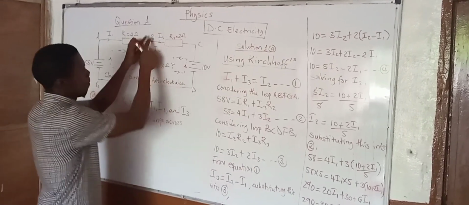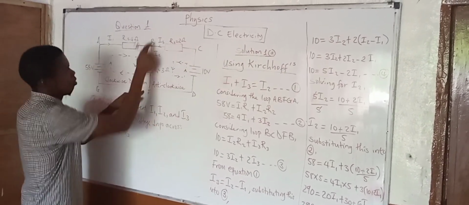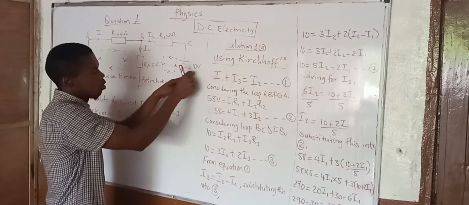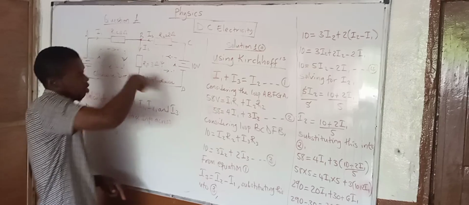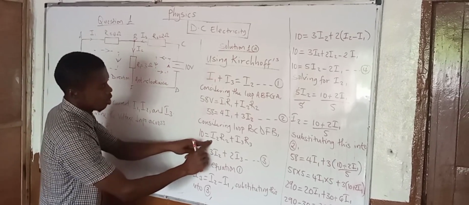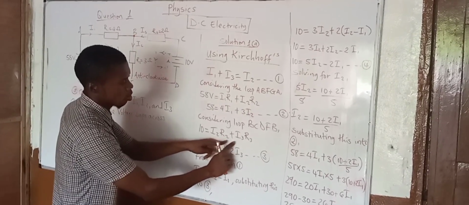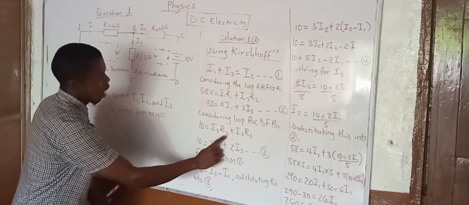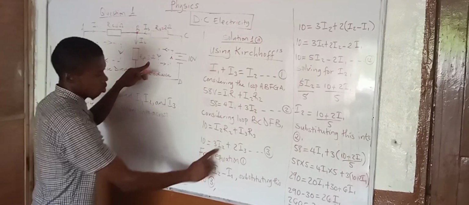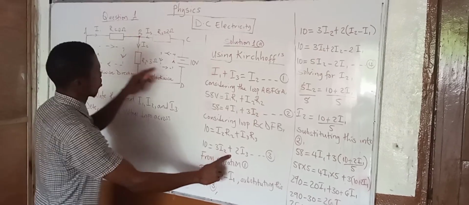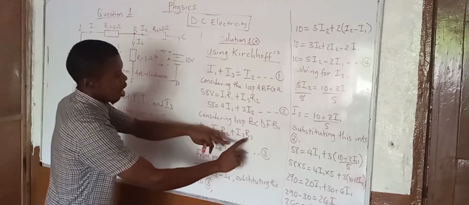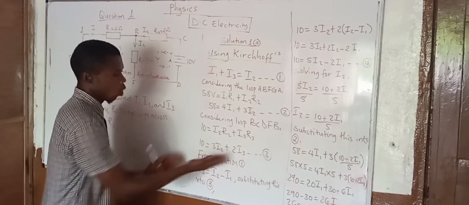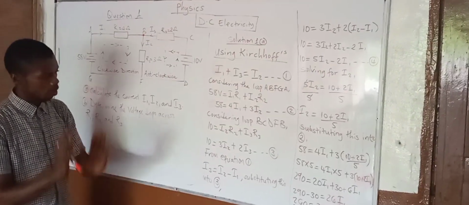Considering the next loop here, B, C, D, F, B. In this loop, the current is coming from this source, this voltage coming like this. So 10 equals I2 R2 plus I3 R3. The value of R2 is 3 ohms, so multiply that by I2, plus the value for R3 is 2 ohms. We multiply that. Then we call this equation number 3.